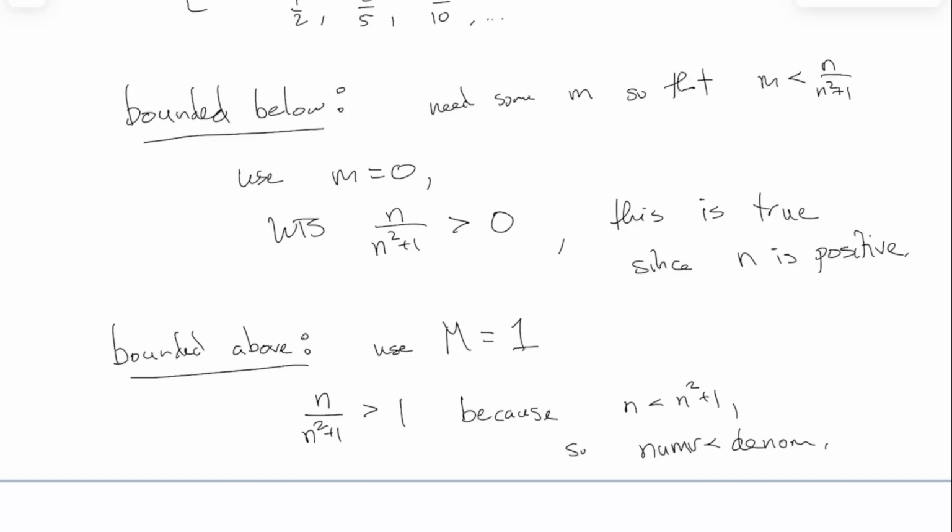These can be a little tricky just because I am more or less coming up with these two numbers out of nowhere, and you have to get used to the way that these problems typically go. N over n squared plus 1 is less than 1 is what I meant. Yeah, thank you.